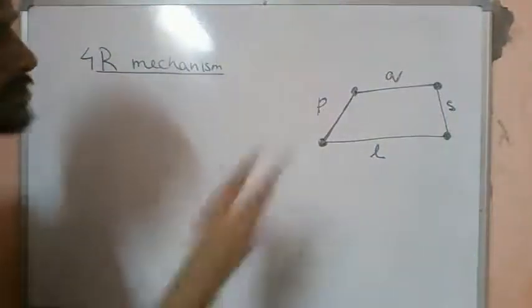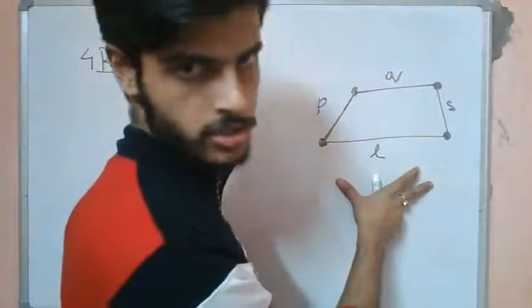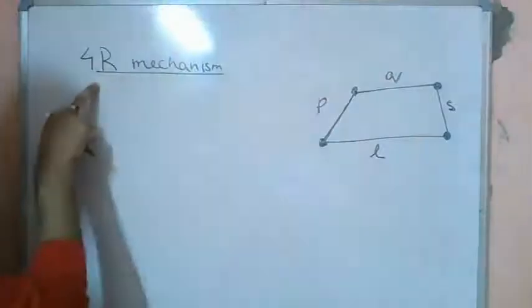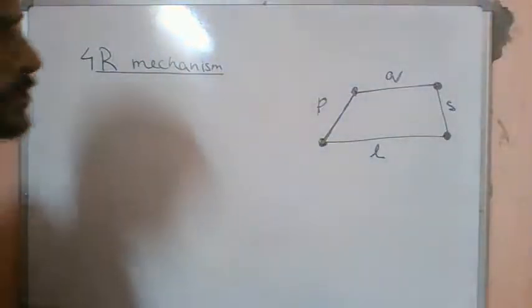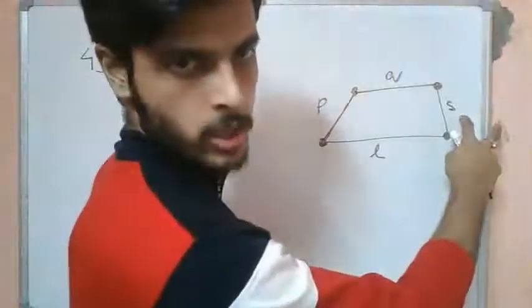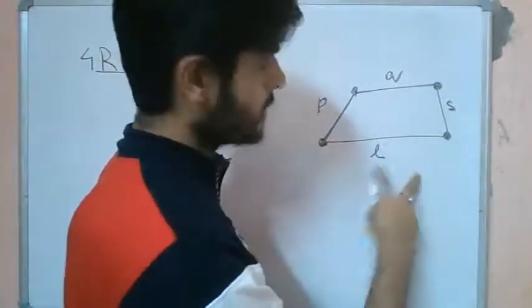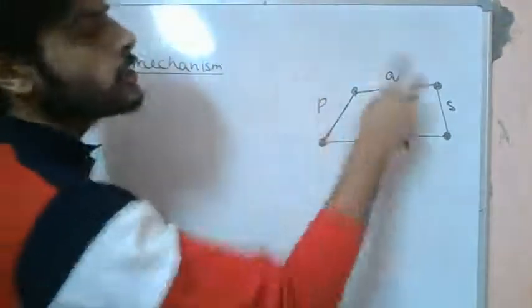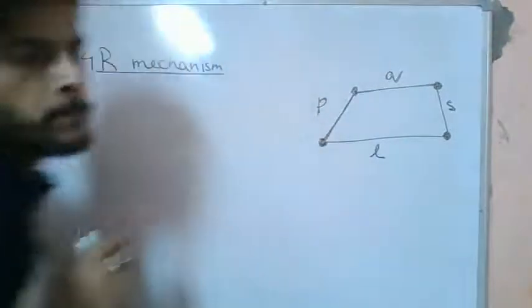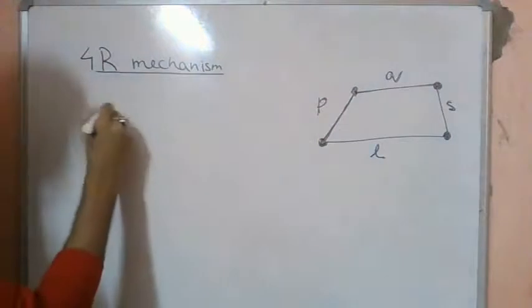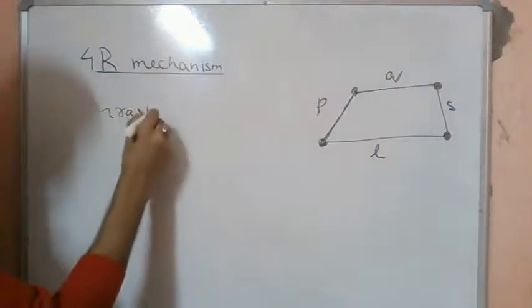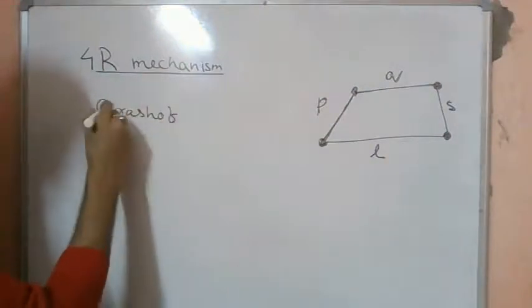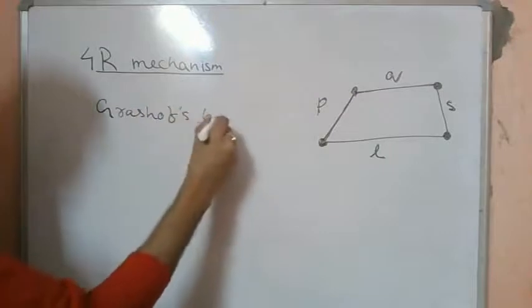So this is a 4-bar mechanism, or a 4 revolute pair mechanism. Let's say we have denoted S as the smallest link length, L as the length of the largest or longest link, and P and Q are the lengths of the other 2 links. Okay, so let's discuss what we understand by Grashof's law. What do we mean by Grashof's law?